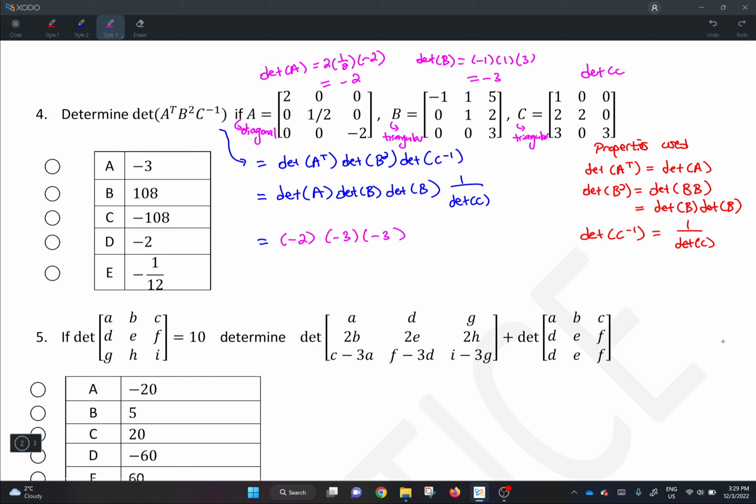And the determinant of C is 1 times 2 times 3, which is 6. So we'll have a 1 over 6 here. And then we multiply everything together. 3 negatives gives us a negative. We get -3 as the answer. So option A.